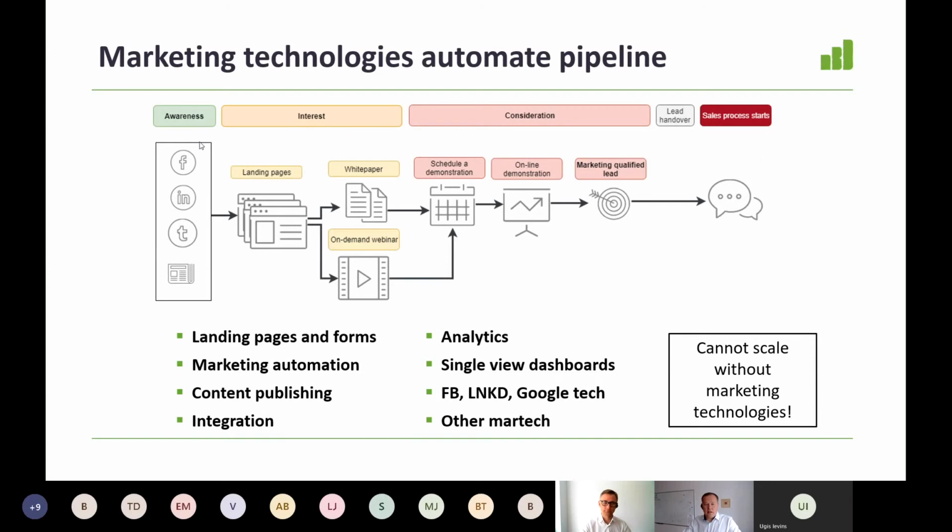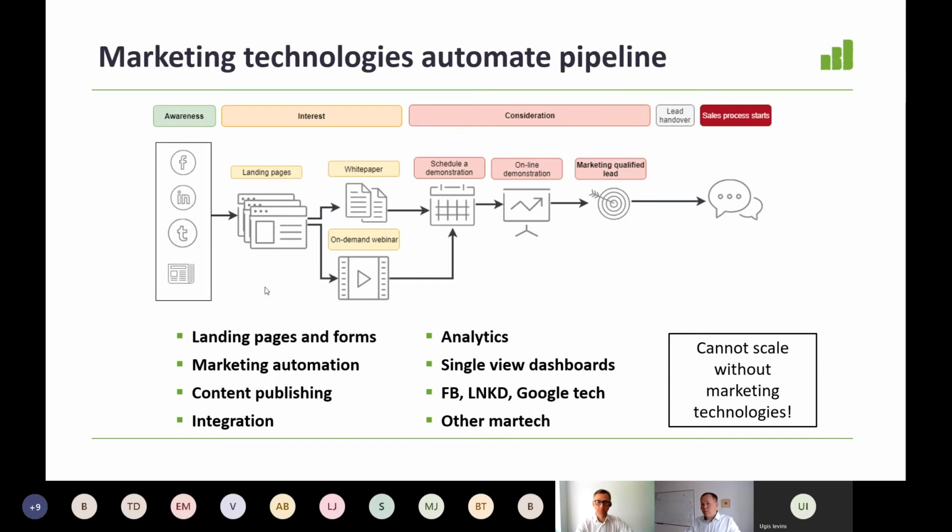What are the technological elements that are required? If we start from the left, of course, we are using advertising technologies from Facebook, LinkedIn, Google, etc., which help us to get the right message in front of the right audience. So that allows us to create awareness, create interest. The next step, once we have created at least some awareness or interest, is to provide prospects with more in-depth content. In this case, that is either a white paper or an on-demand webinar. And we are using landing pages to convert people.